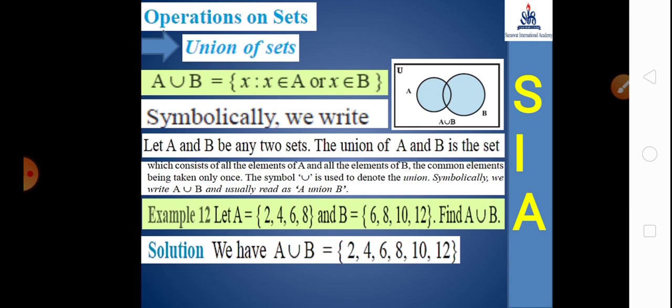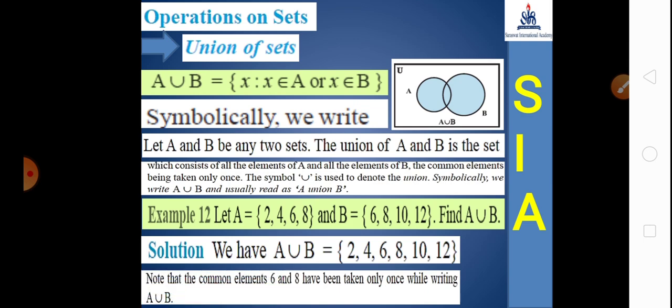Again, repeat: A union B means every element of A is present, every element of B is present, but repeated data is present only one time. That's your simple definition, A or B. It means A union B. Now next one. Note that the common elements 6 and 8 have been taken only once while writing A union B. This point I already explained in the last parts. So next one I am going.